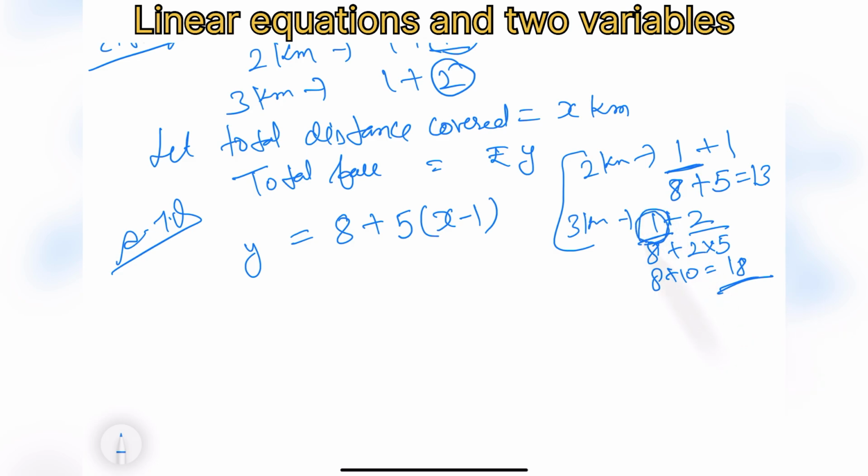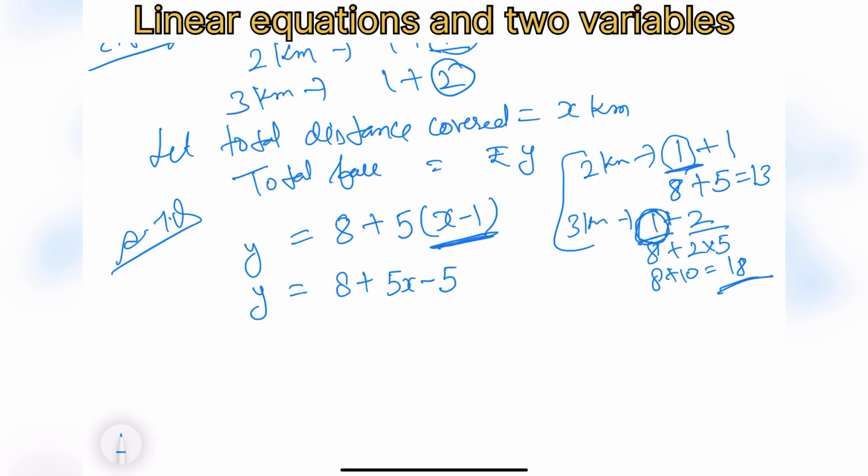Because we are already paying the fixed charge for this first kilometer, that's why from the total distance we are covering, x, we subtract 1, because the distance we are covering is x, and we already paid for the first kilometer, which is a fixed charge of rupees 8. That's why we subtracted 1 kilometer from the total distance covered, and the remaining distance we need to pay for accordingly, at rupees 5 per kilometer. So y is equal to 8 plus 5x minus 5.